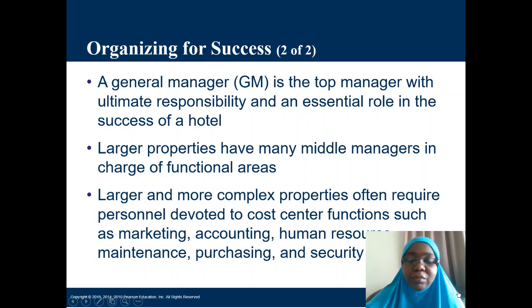Moving ahead, we also have the general manager, who is the top manager with the ultimate responsibility and an essential role in the success of the hotel. That is where we have the apex. The manager is at the apex of the organizational chart. He directs the affairs of the hotel. Larger properties have many middle managers in charge of functional areas, for example marketing, advertising, accounting, human resources, and so on.